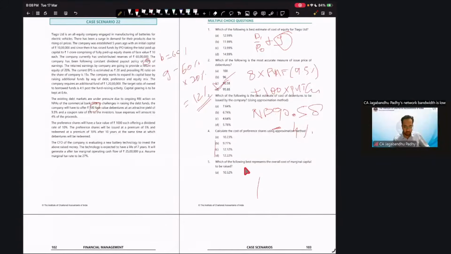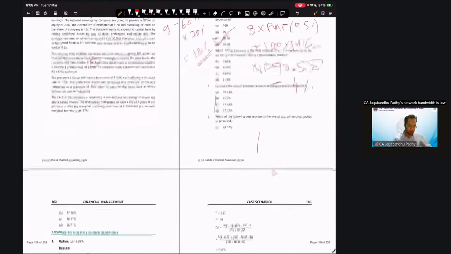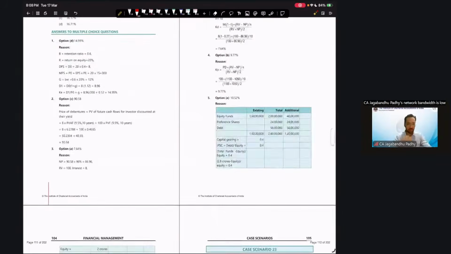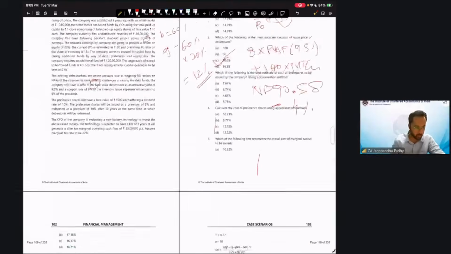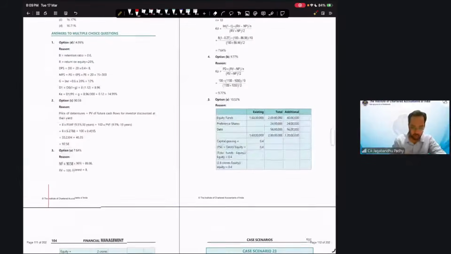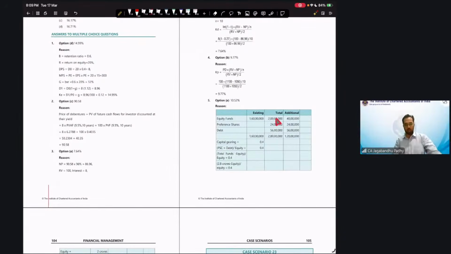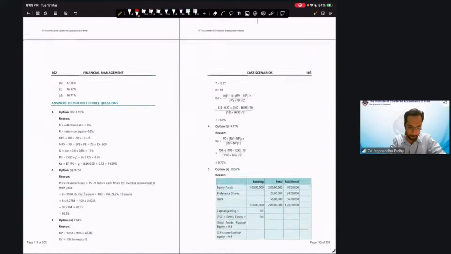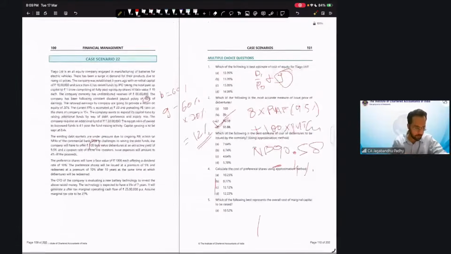Which of the following best represents the overall cost of marginal capital to be raised? Now, marginal capital is simply going to be the additional capital that we are raising, the total money that we are raising, the additional one, right? Because I need to look at this ratio. The ratio that we need to maintain is that the target of owned to borrowed funds should be 4:1, and capital gearing is supposed to be kept at 0.4x.